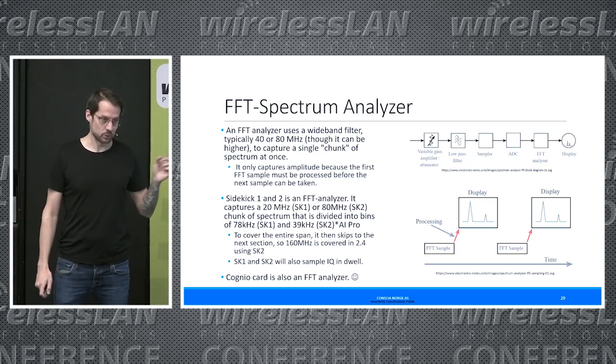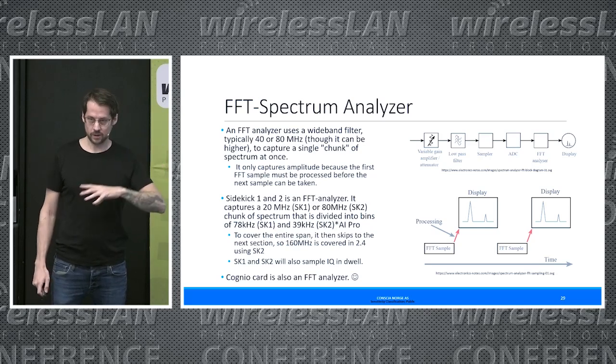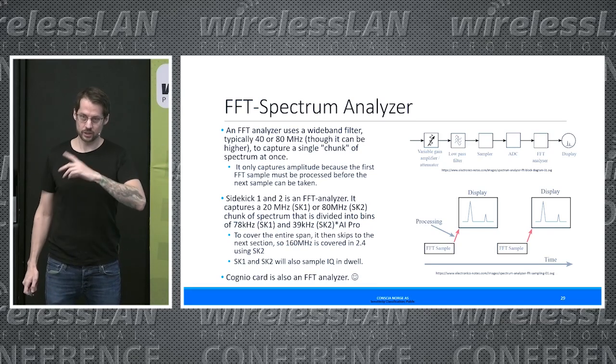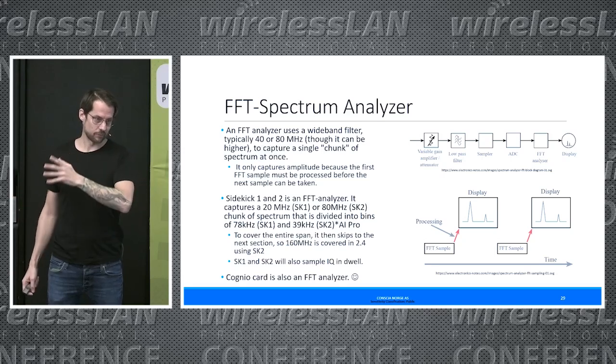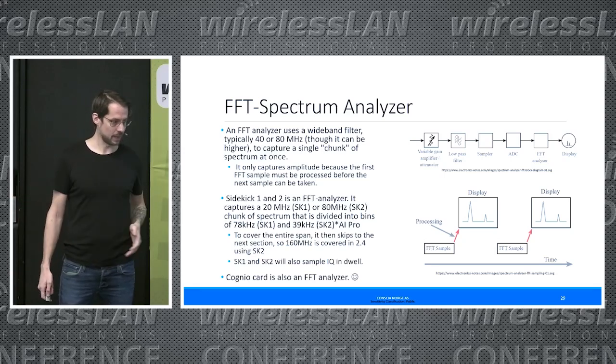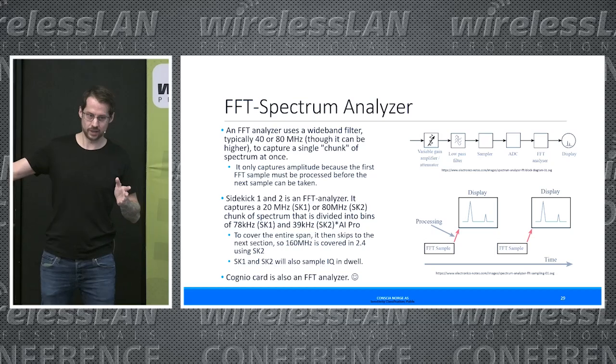Sidekick 1 and Sidekick 2 is also an FFT analyzer. So Sidekick 1 captures a 20 megahertz chunk and divides it into bins of 78 kilohertz. Sidekick 2 does 80 megahertz at the same time and divides it into bins of 39 kilohertz resolution bandwidth. And it stitches those together.